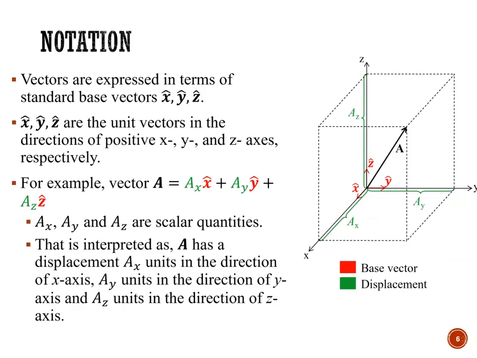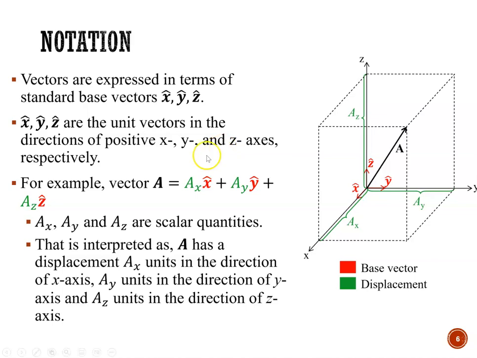Vectors are expressed in terms of the standard base vectors. So usually we will use x, y, z. All of these are denoted by small bold letters with a hat on top. So x hat is the unit vector for the direction of positive x. y hat is the unit vector for the direction of positive y. And z hat is the unit vector for the direction of positive z.